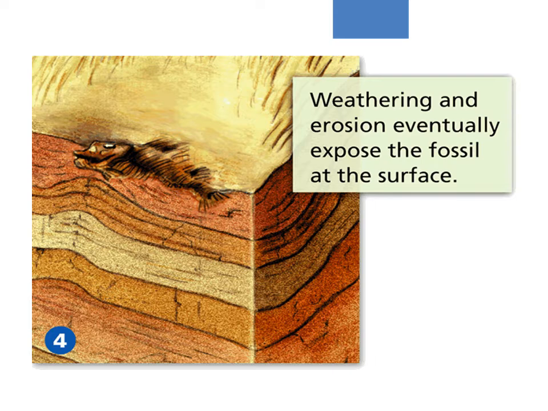The third type is carbon films. A carbon film is an extremely thin coating of carbon on rock. When sediment buries an organism, some gases escape from the sediment, leaving carbon behind. Eventually, only a thin film of carbon remains.